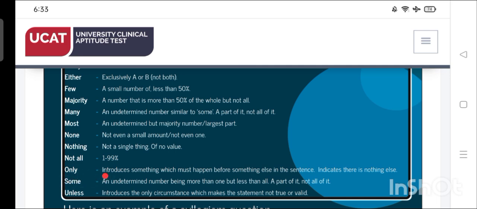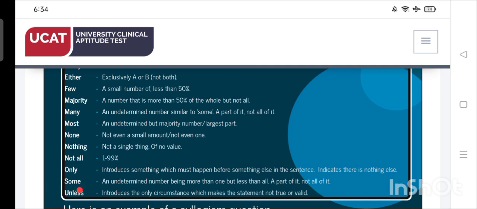Only introduces something which must happen before something else in the sentence. It indicates there is nothing else. Only is the word we use where nothing can happen except this. It means only this, nothing else. That's where we use only. That's what it means.